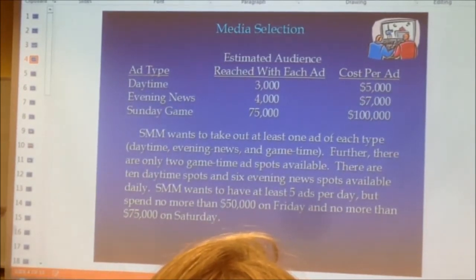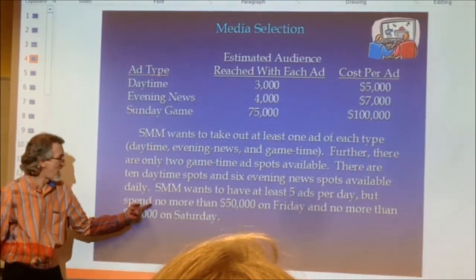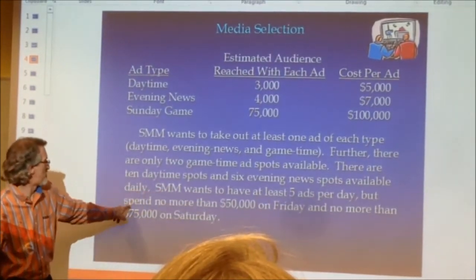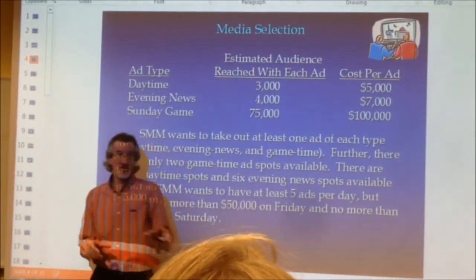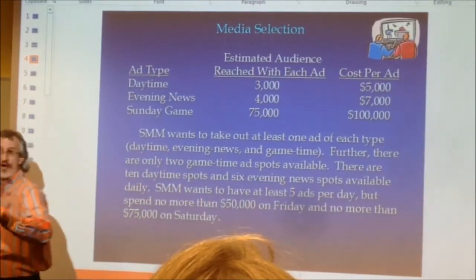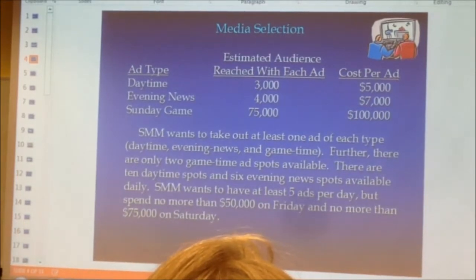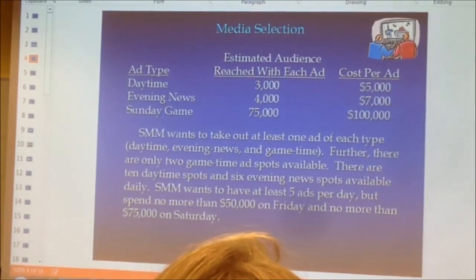There's another constraint. Now look at this one. Spend no more than $50,000 on Friday. You're just grabbing the variables for Friday only. You're making it less than or equal to 50,000.